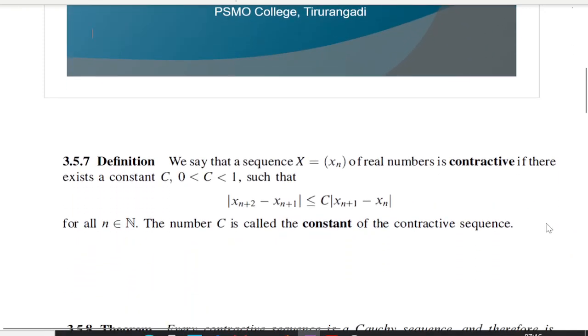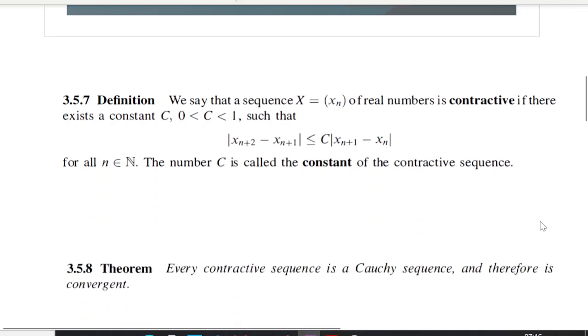Definition: we say that a sequence x equal to (xn) of real numbers is contractive if there exists a constant c lying between 0 and 1 such that modulus of xn plus 2 minus xn plus 1 is less than or equal to c times modulus of xn plus 1 minus xn, for all n belongs to N. The number c is called the constant of the contractive sequence.